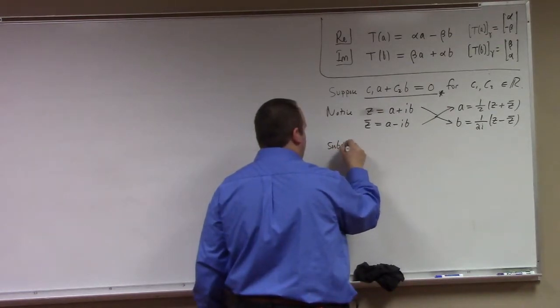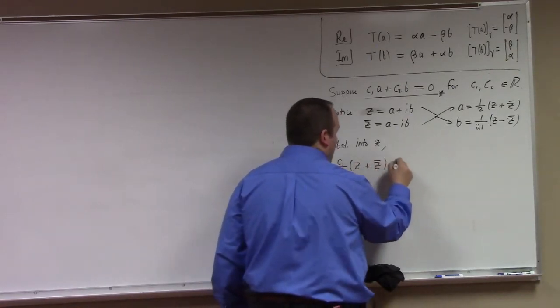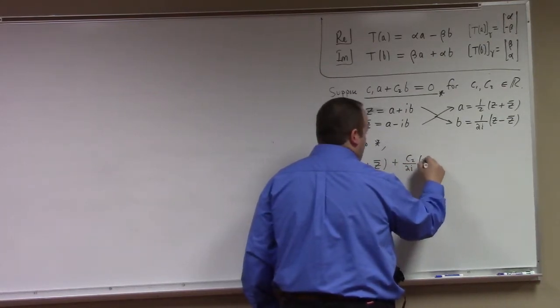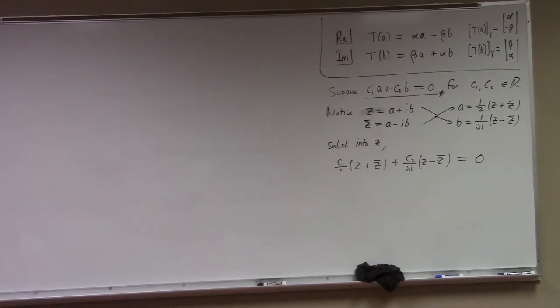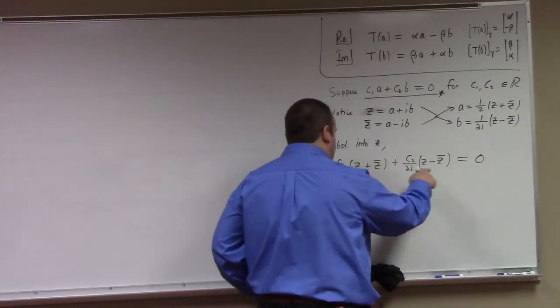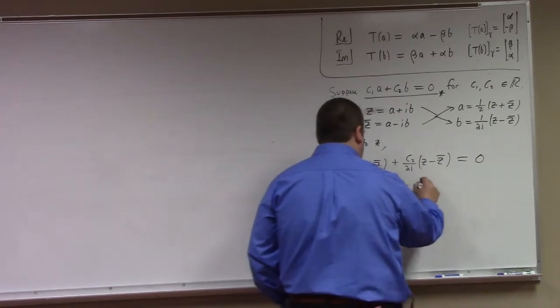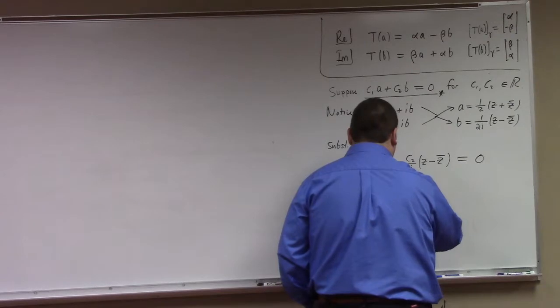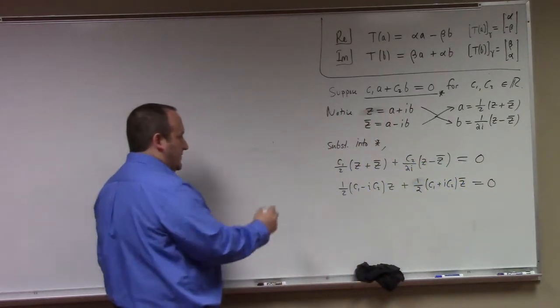Now plug those formulas into our equation star. So substituting into star, we get C1 over 2 times (Z plus Z bar) plus C2 over 2i times (Z minus Z bar) equals 0. All right? But then what should I do? What do I have to work with here? What's the real reason that A and B are linearly independent? It's because Z and Z bar are complex linearly independent, right? So what I should do is repackage this. This is really 1/2 of (C1 minus iC2) times Z plus 1/2 of (C1 plus iC2) times Z bar equal to 0.